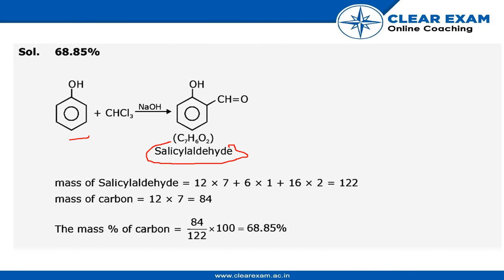So the molar mass of salicylaldehyde would be 12 into 7 plus 6 into 1 plus 16 into 2. That is 122, and the mass of carbon present in salicylaldehyde will be 12 into 7, that is 84. And from that we can easily calculate the mass percent of carbon. That is 84 upon 122 into 100. That will give us 68.85%. So that's the answer. Thank you.